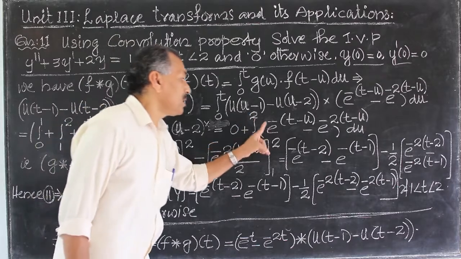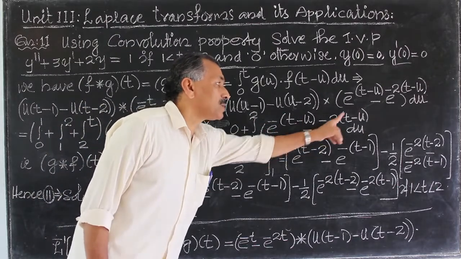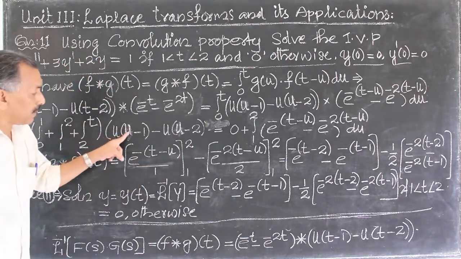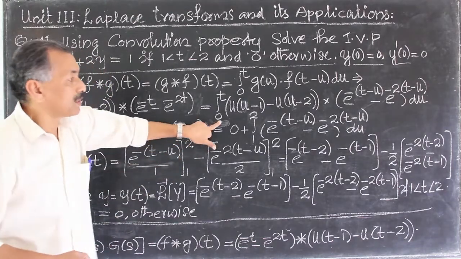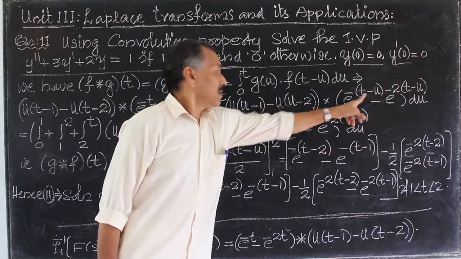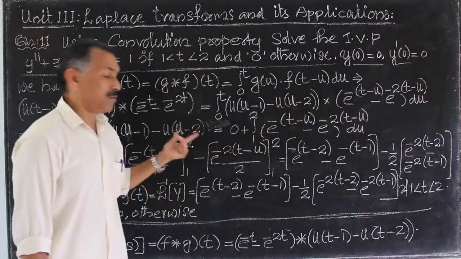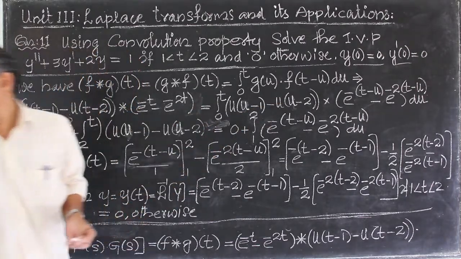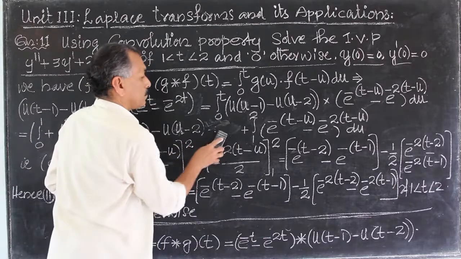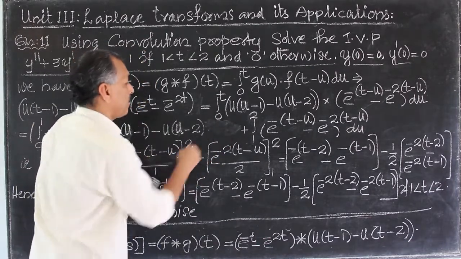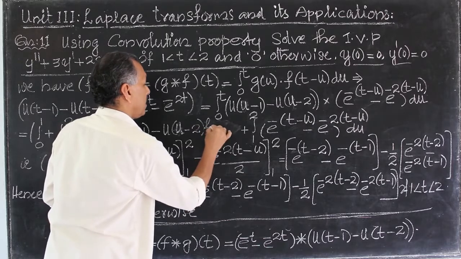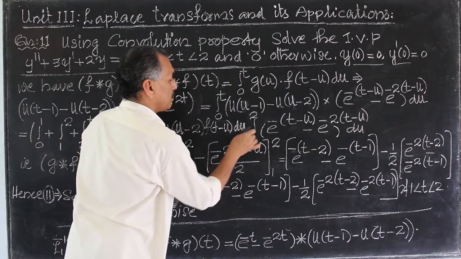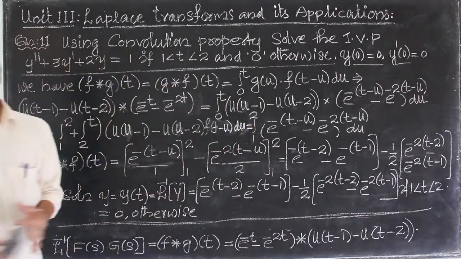That's equal to integral 1 to 2 of e raised to minus (t minus u) minus e raised to minus 2 into (t minus u). Along with this term we must also add the factor u(u-1) minus u(u-2), into e raised to minus t. I have only written u(u-1) here, so I will add that term too. That's equal to f of t minus u, f of t minus u du. That's equal to f of t minus u is equal to this value.